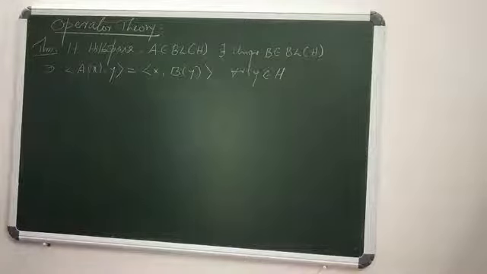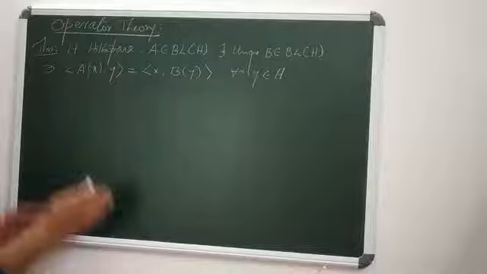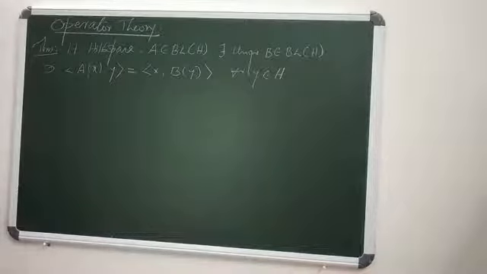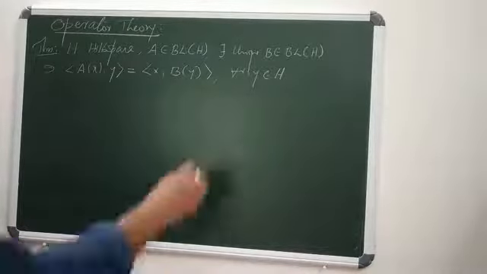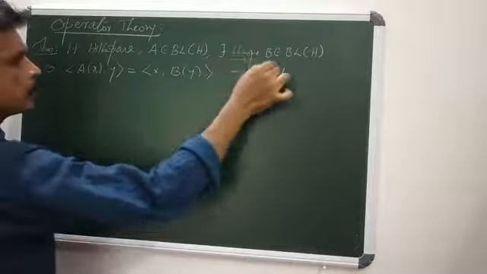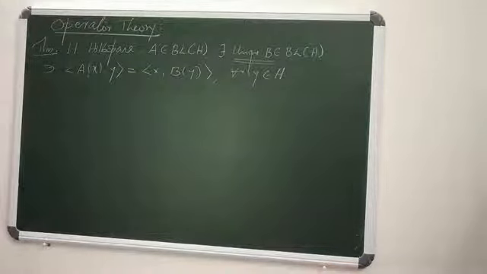Why? Because from here we define the adjoint of A. So let H be a Hilbert space, a complete inner product space. A is in BL(H), a bounded linear operator on H. Then there exists a unique B in BL(H), the uniqueness of B is preserved, such that inner product Ax, y equals inner product x, By for all x, y in H.